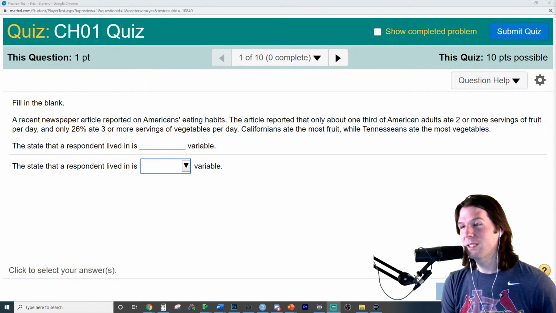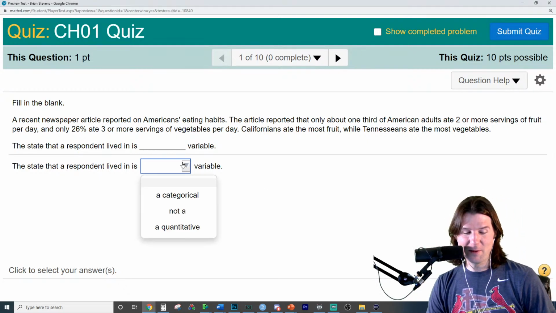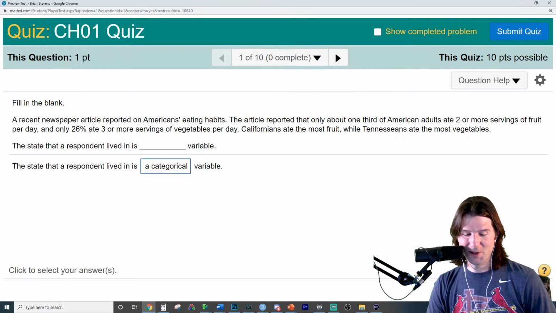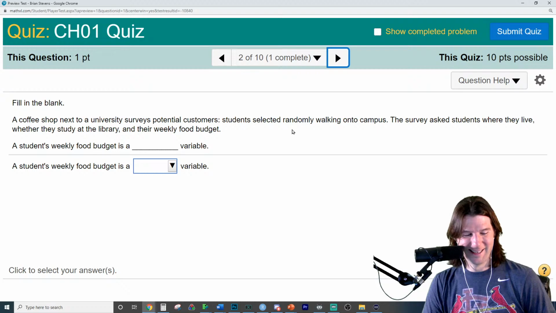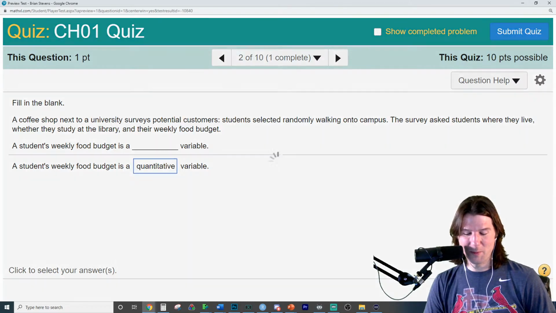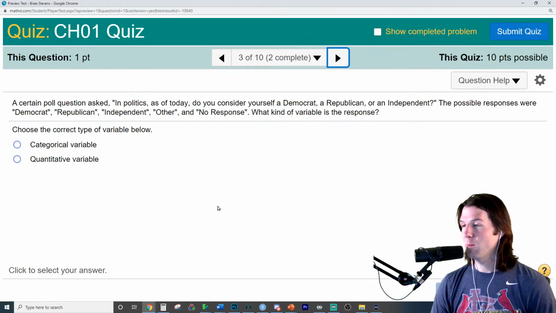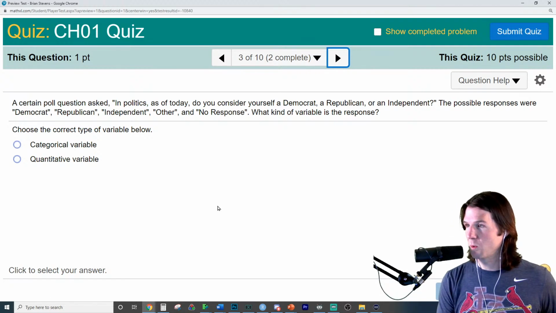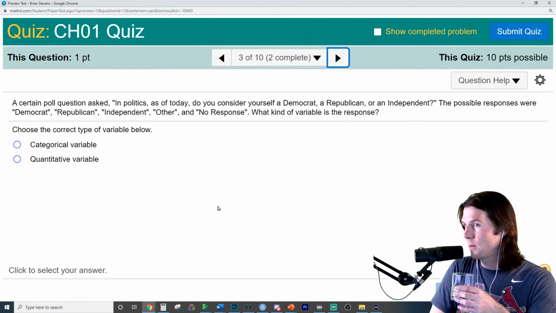So this question right here, the state a respondent lived in, since we've said it about 10 times, it's categorical. Okay, cool. Next, go to the next question. Weekly student budget. This is a repeat. There are some repeat questions. They just can reappear. Democrat. How would you phrase this question when talking to somebody? So we have Democrat, Republican, Independent, Other, no response.